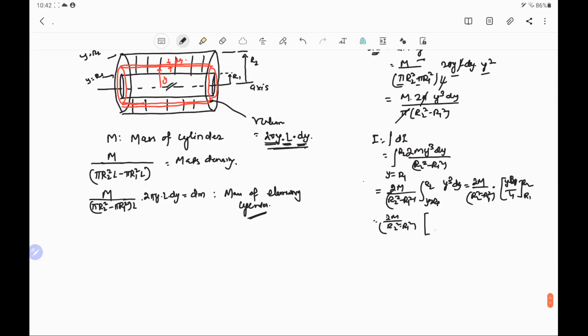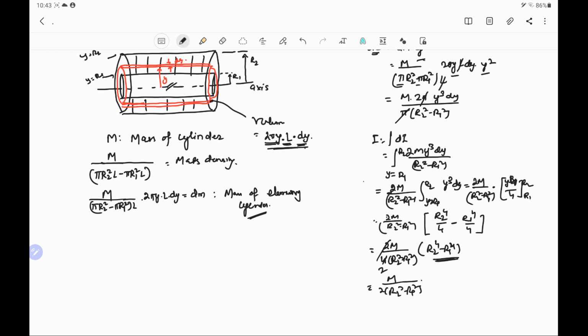And now, first we put the upper limit. Then it will be R2 4 by 4. Then minus the lower limit, this is R1 4 by 4. 4 is common, it will be taken out. So it is 2M by 4 R2 square minus R1 square, and remaining is R2 4 minus R1 4. 2 will be cancelled out with 4. It is M by 2, R2 square minus R1 square.